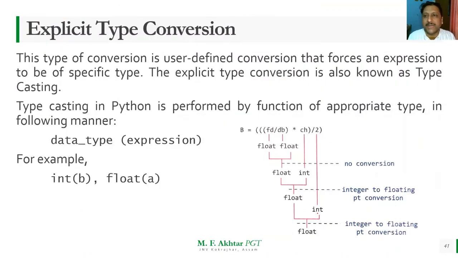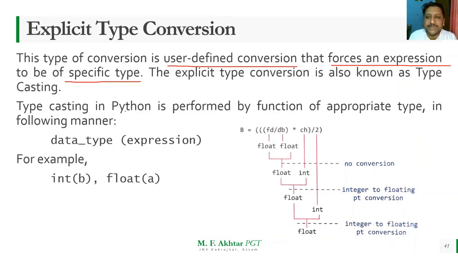Now next, explicit type conversion. This type of conversion is user-defined conversion that forces an expression to be of a specific type. In implicit type conversion, every expression or value is converted to the highest or largest data type. Sometimes we need to demote: suppose two different data types, integer and float, are there, and we want the result in integer data type.